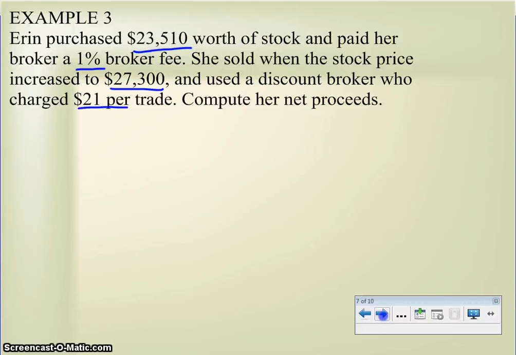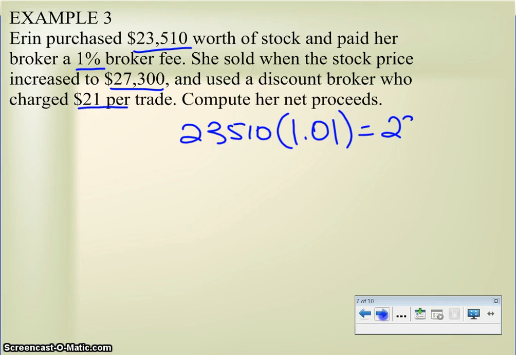So when looking at this first, she had $23,510 in stock. If we look at 100% as the $23,510, she got charged 1%, which is 0.01 as a decimal. When we multiply that out, we find that her total cost was $23,745.10.